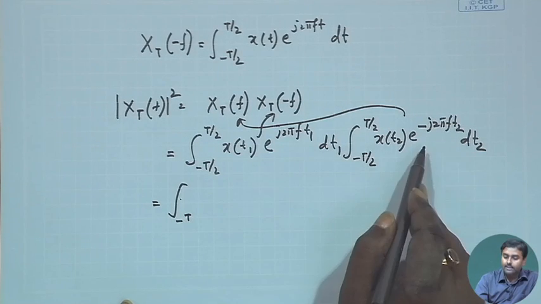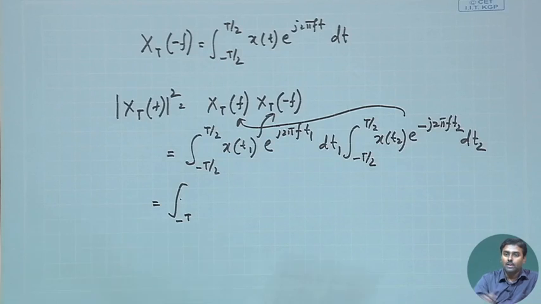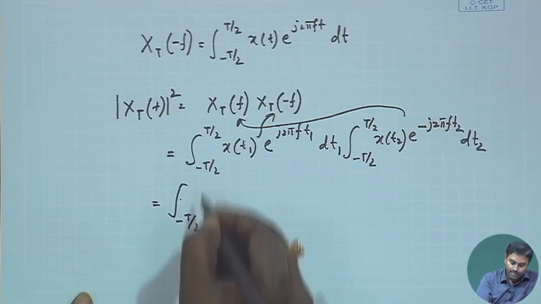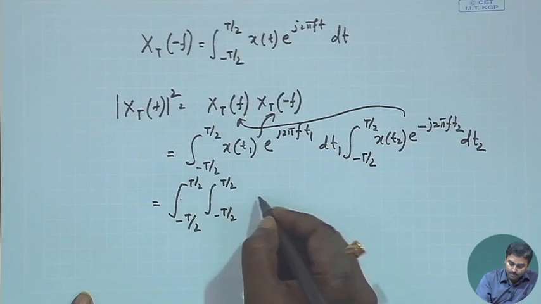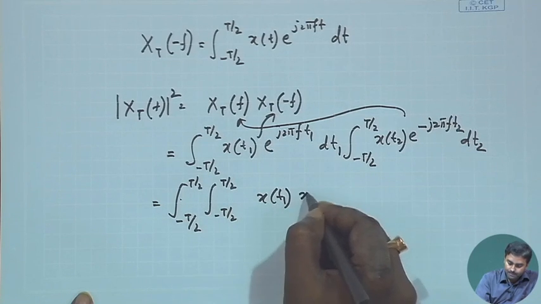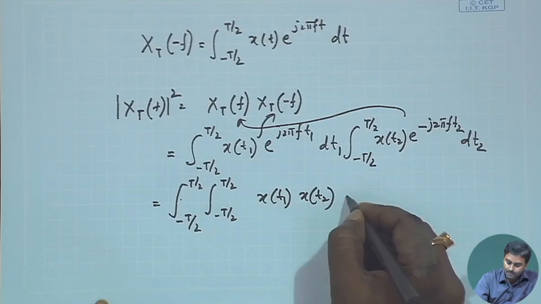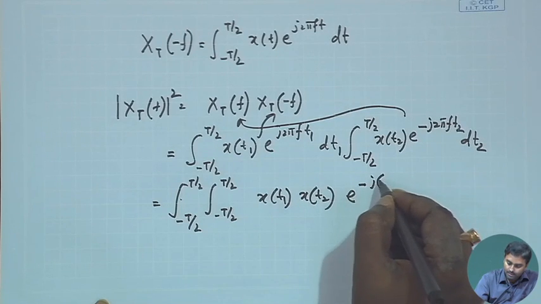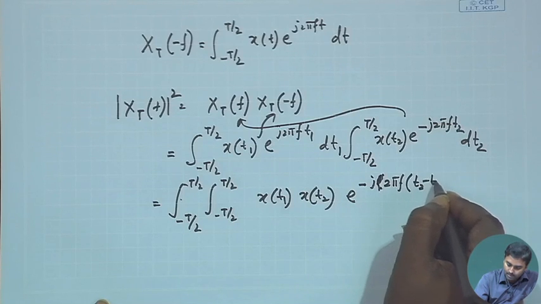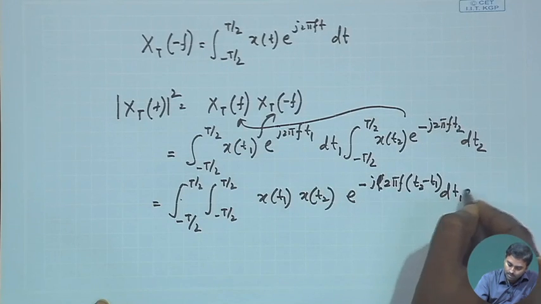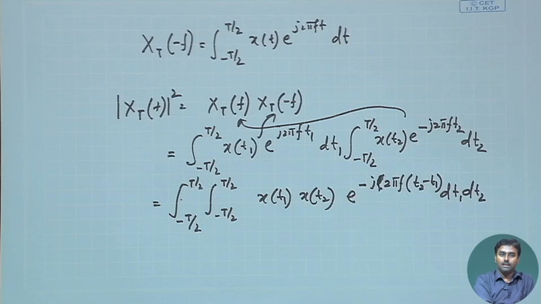Because this and this are independent, I can take the whole integral out. So, from minus T/2 to plus T/2, minus T/2 to plus T/2, x(t1) x(t2) e^(-j2πf(t2 - t1)) dt1 dt2. I can write this.